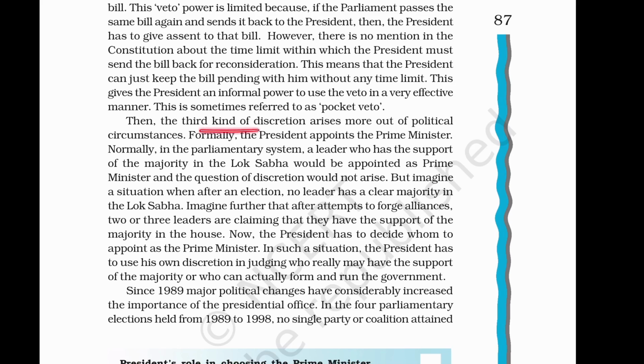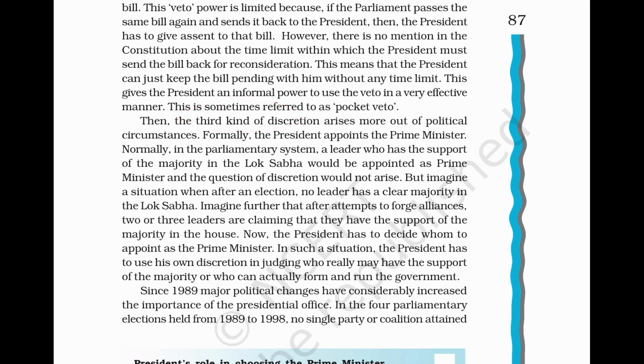Okay. Third kind of situation for discretion, political situation से related आता है. For example, formally because the appointing authority for the prime minister is president. So let's say in a parliamentary system, when a leader gets a majority party support in Lok Sabha, उन्हीं को prime minister बना दिया जाएगा. ठीक है. So there is no question of discretion. Whosoever gets the majority will become the prime minister.